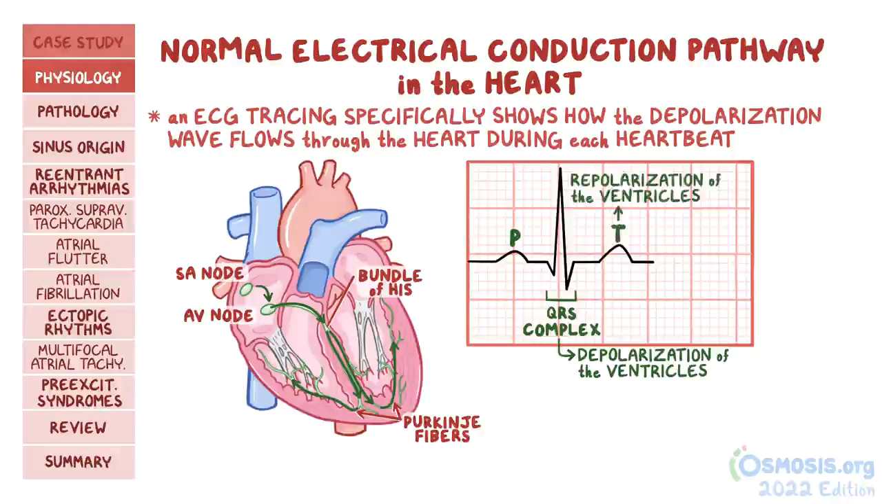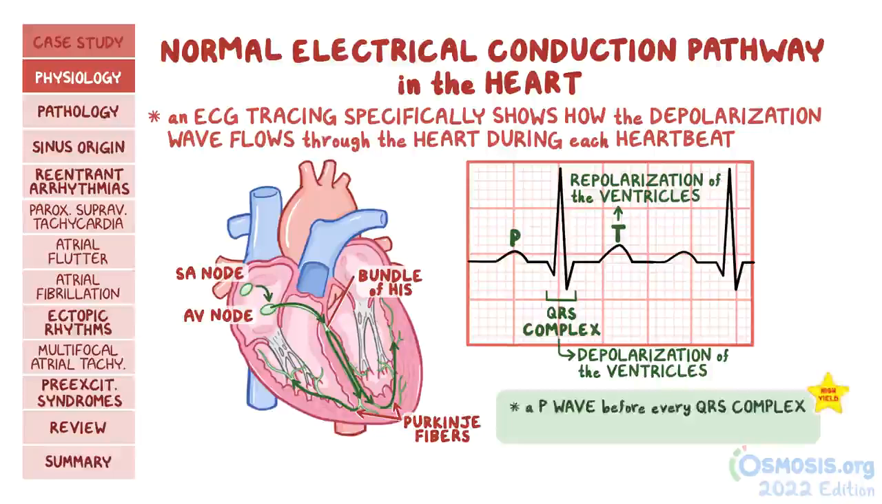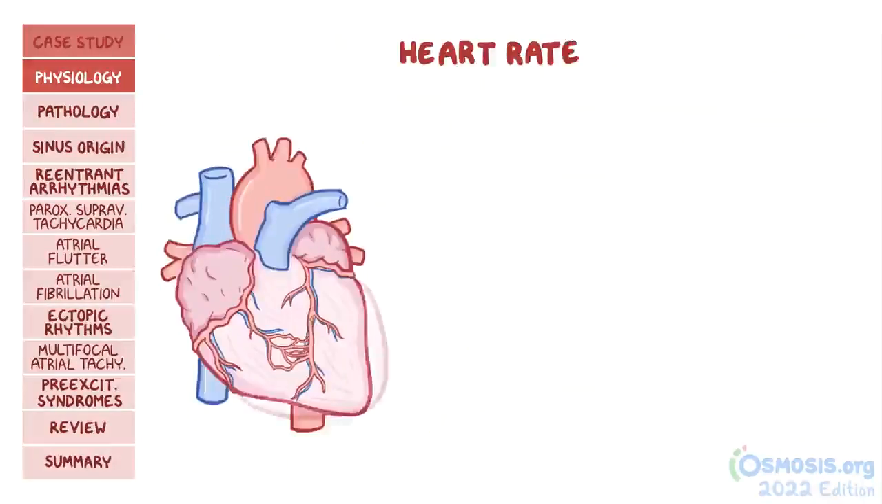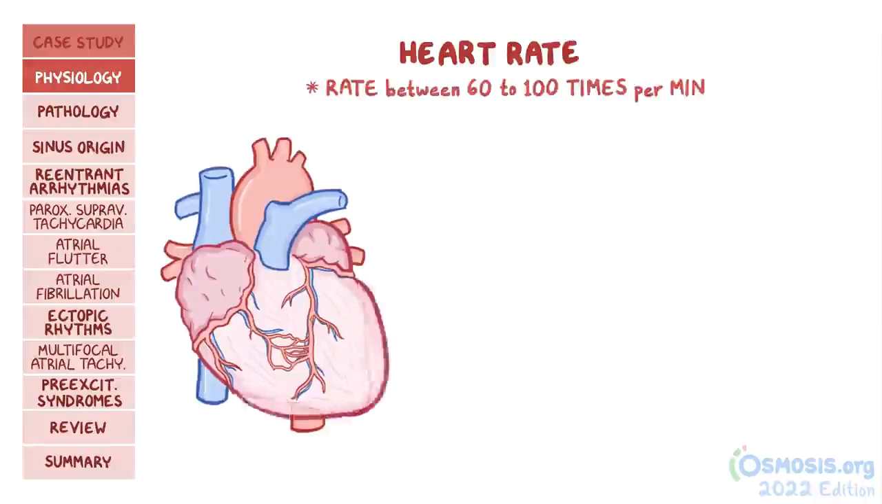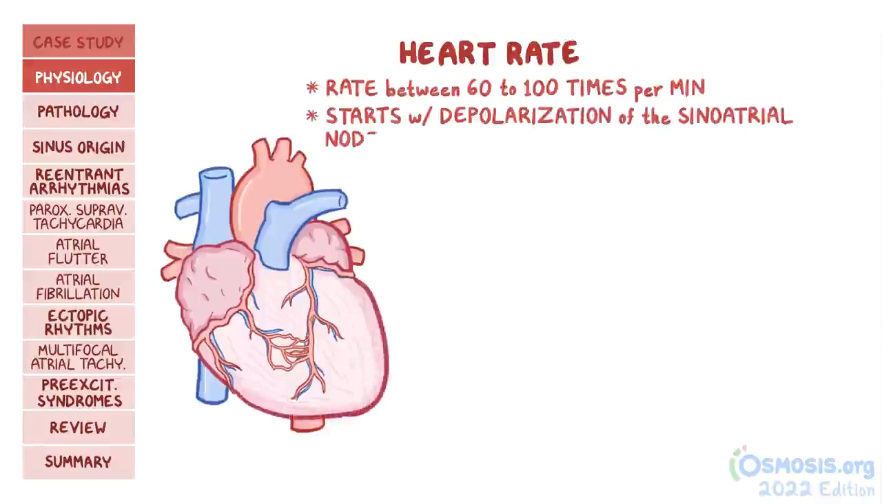To help identify an irregular rhythm, you can look at the morphology of the waveform, and make sure that there is a P wave before every QRS complex and a QRS complex after every P wave. Now let's take a look at the heart rate. The resting heart beats at a rate between 60 to 100 times per minute, and each of those beats starts off with depolarization of the sinoatrial node, and so we call it a normal sinus rhythm.